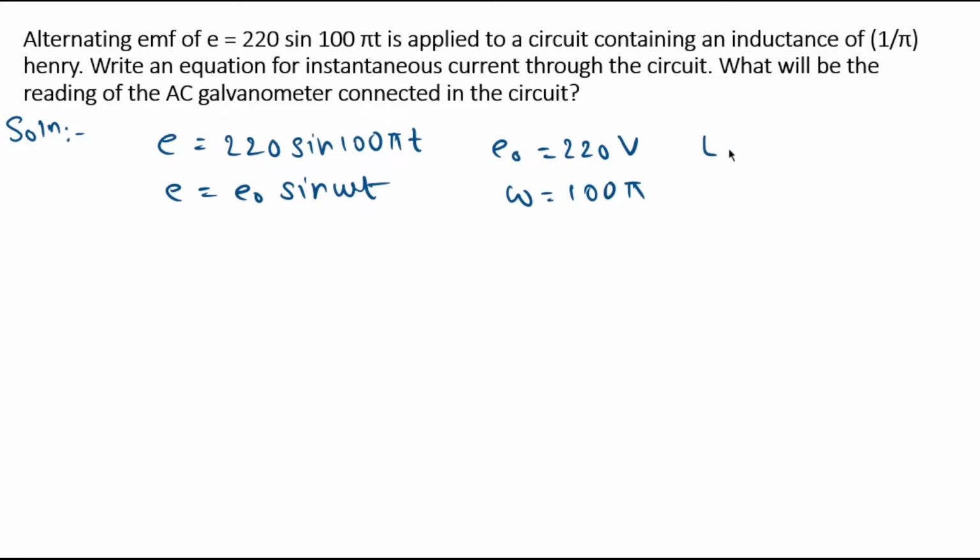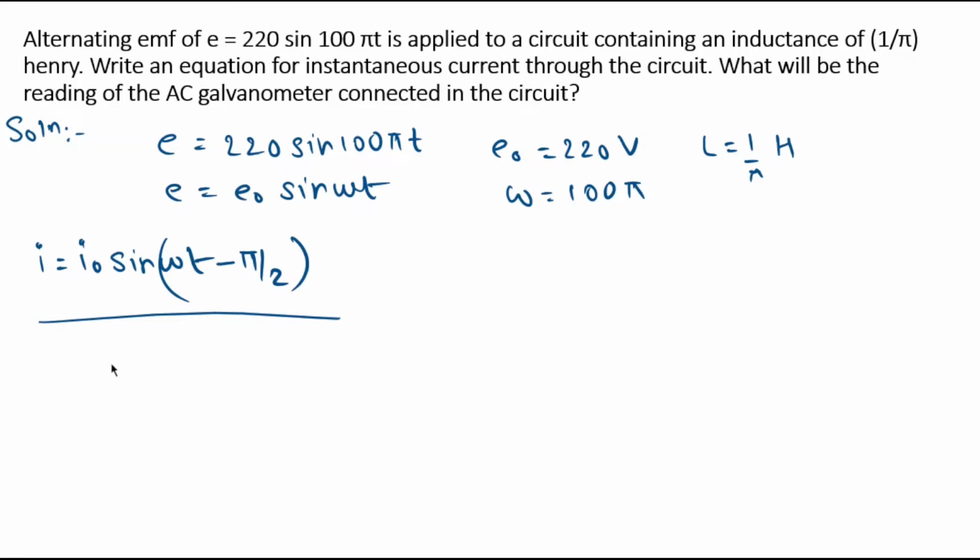They have also given us L, which is equal to 1 by pi Henry, and we need to write the equation for instantaneous current. Now we know the equation for instantaneous current is given as I equal to I naught into sine omega t minus pi by 2, because for an inductive circuit we know that current lags behind the EMF by 90 degree. So this is the expression for instantaneous current. Now we need to find out first of all I naught. So to find out I naught, we know that I naught is equal to E naught upon XL.